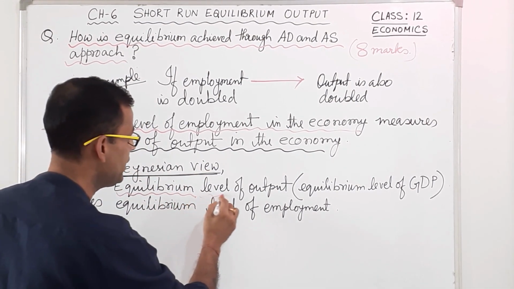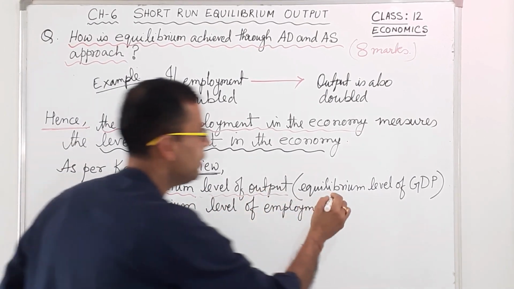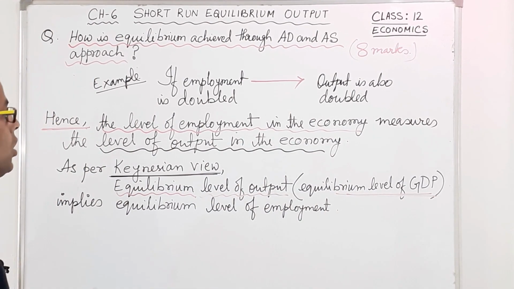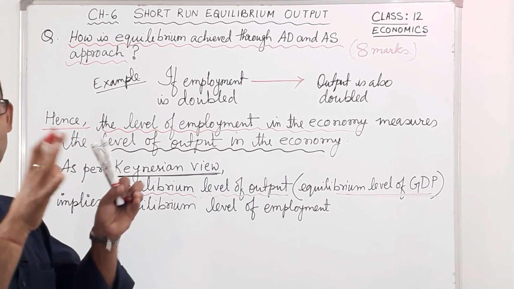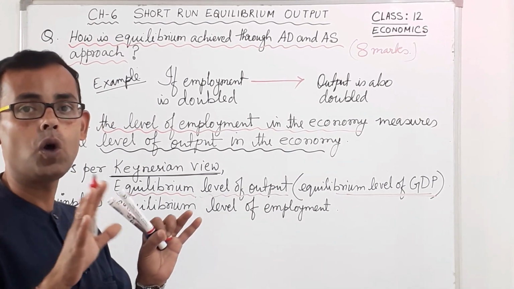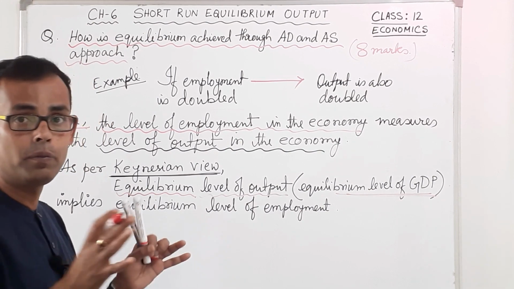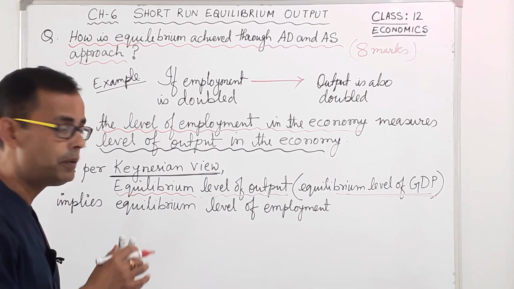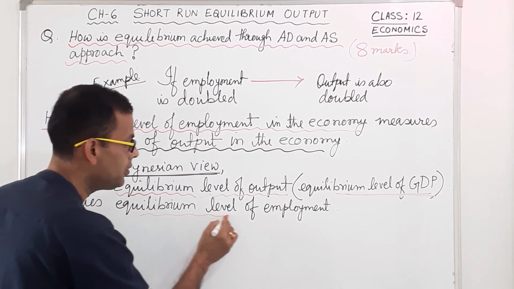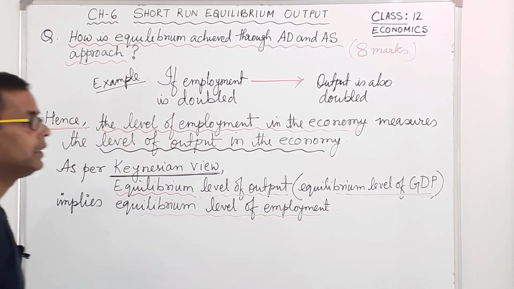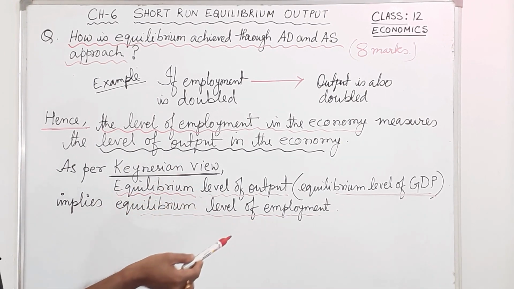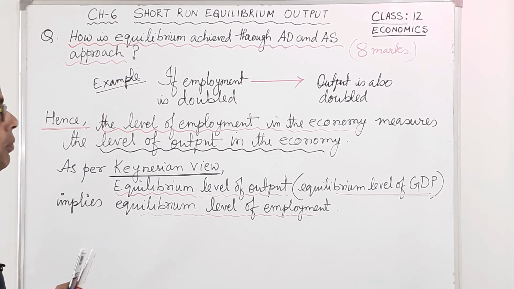Now what is the meaning of equilibrium level of output? It means the equilibrium level of GDP, gross domestic product. Okay, so output means the total output in the economy, and the total output is only known as the gross domestic product. Okay, so equilibrium level of GDP, and that implies what? Equilibrium level of employment. Okay, so output implies what? Level of employment. Clear up to this much?